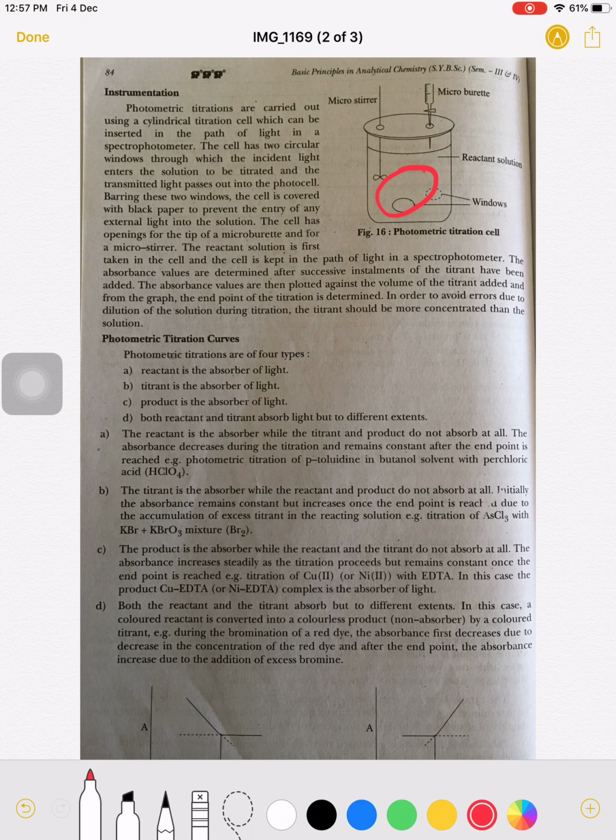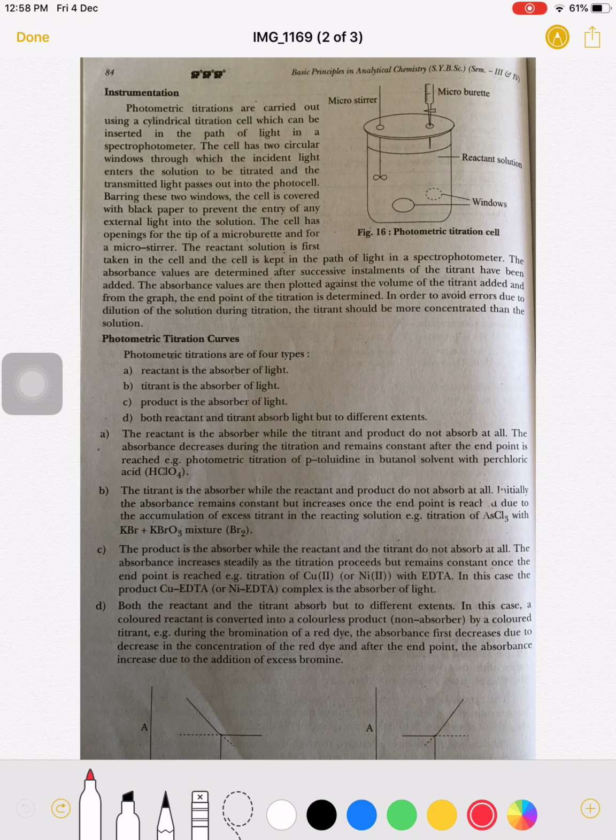time interval we add the solution from the titrant into the titration cell, and with the stirrer we stir the solution of this sample and the solution from the burette. And now the change in absorbance values is determined by use of this spectrophotometer. So this is the total instrumentation part.